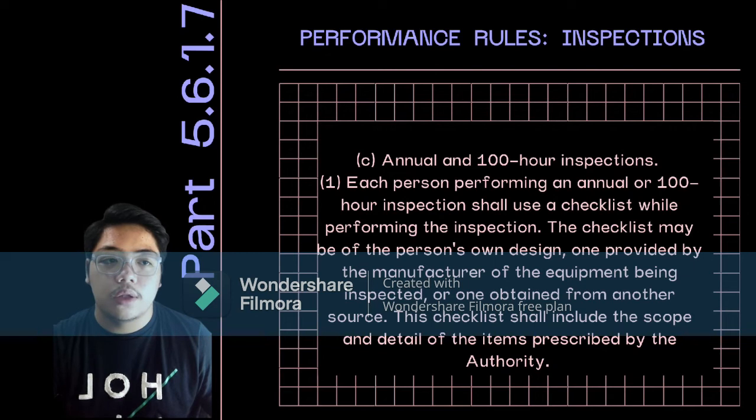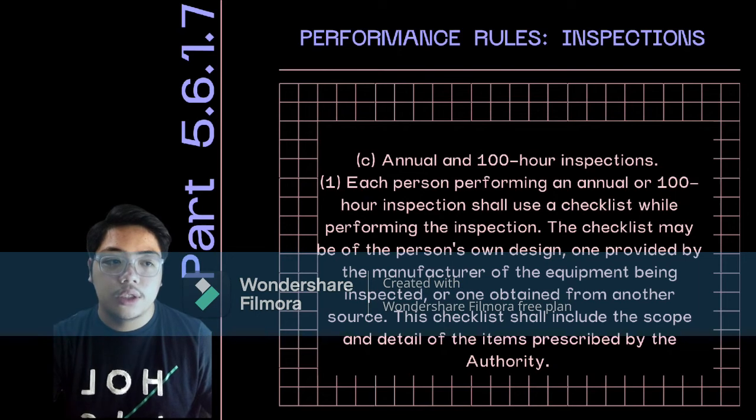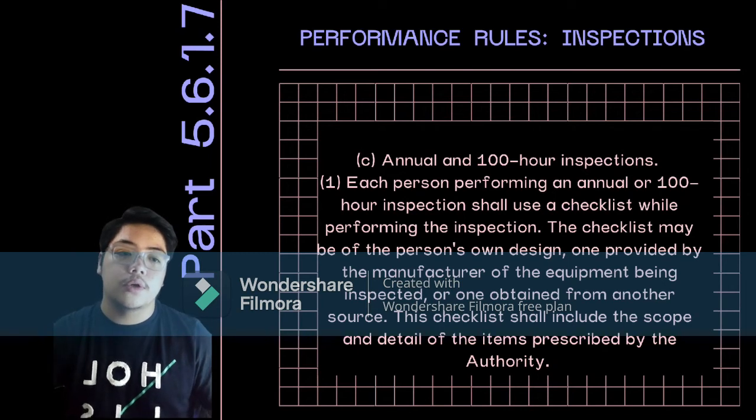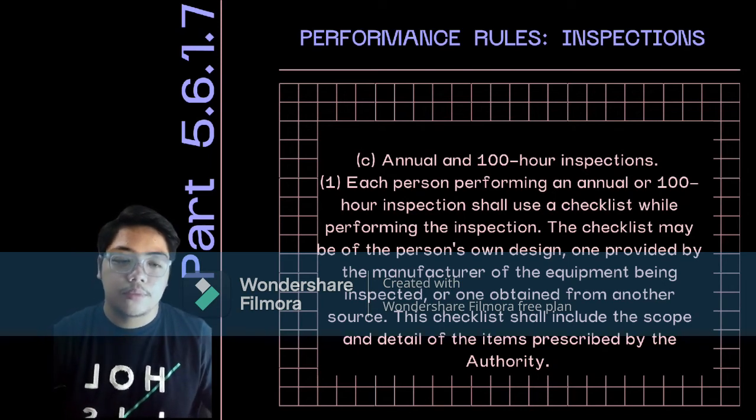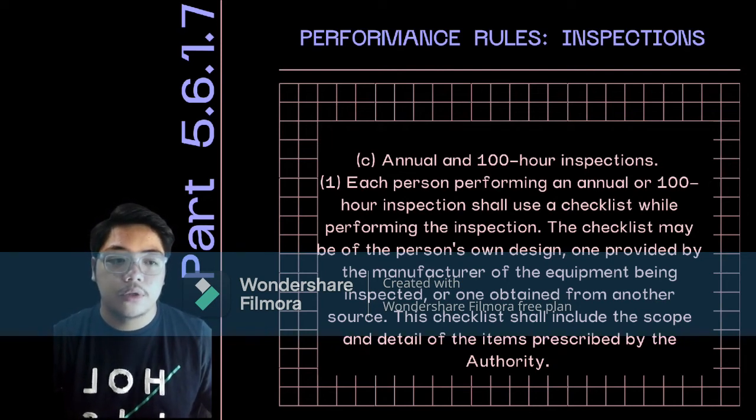Annual and 100-hour inspections. Each person performing an annual or 100-hour inspection shall use a checklist while performing the inspection. The checklist may be of the person's own design, one provided by the manufacturer of the equipment being inspected, or one obtained from another source. This checklist shall include the scope and detail of the items prescribed by the authority.